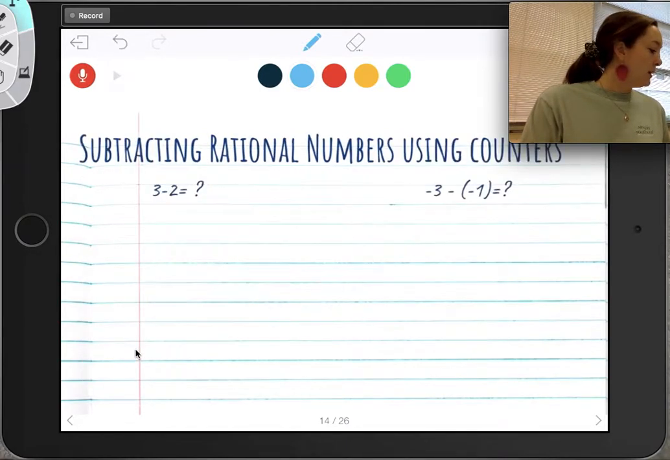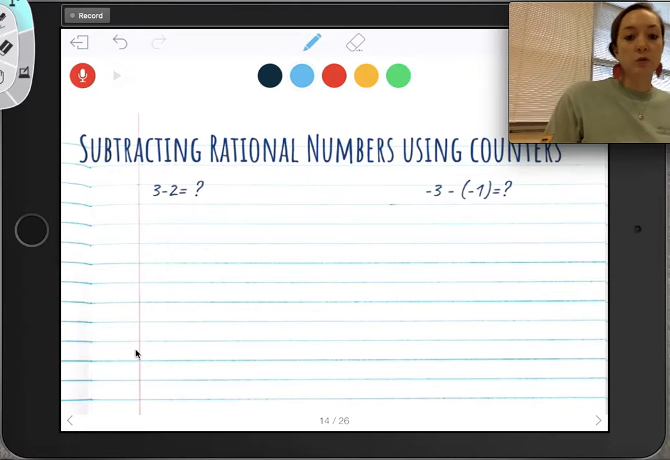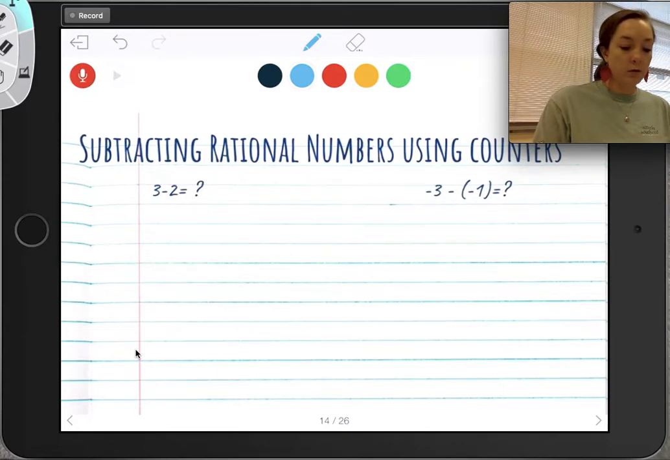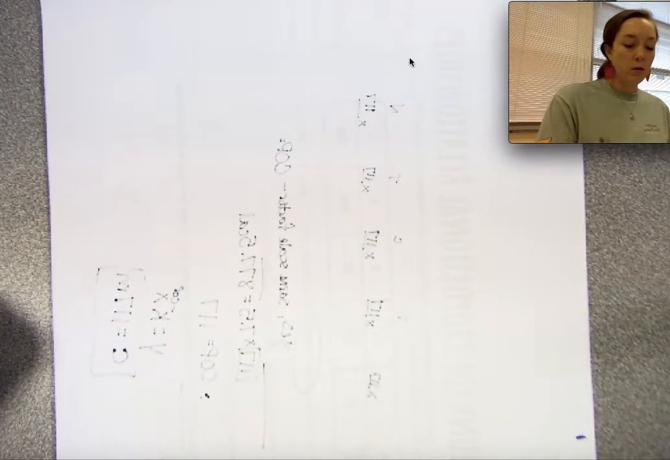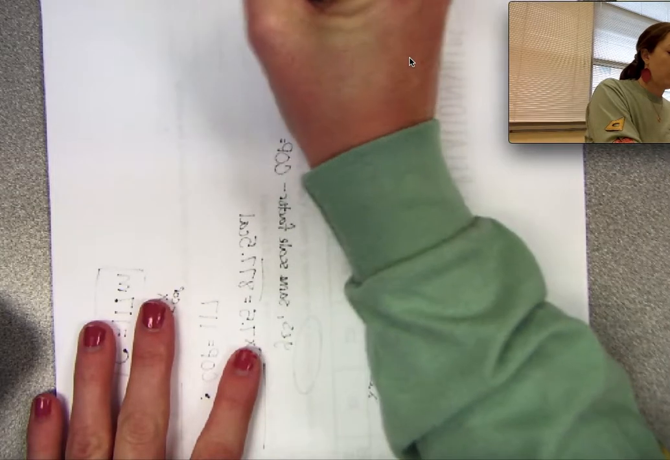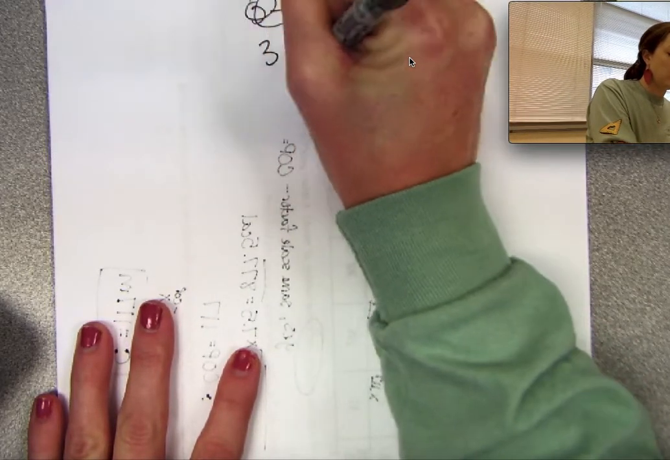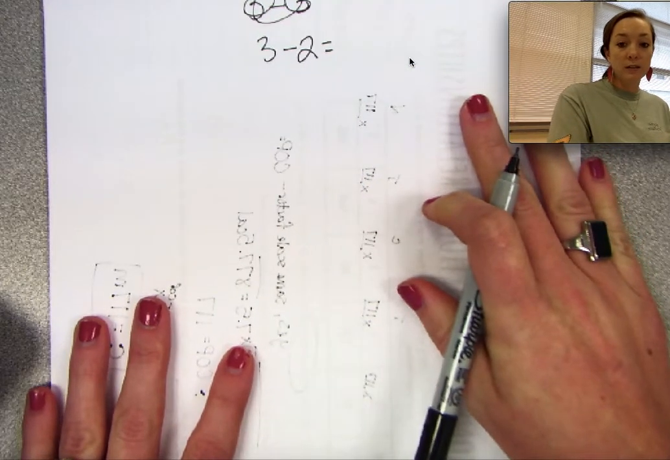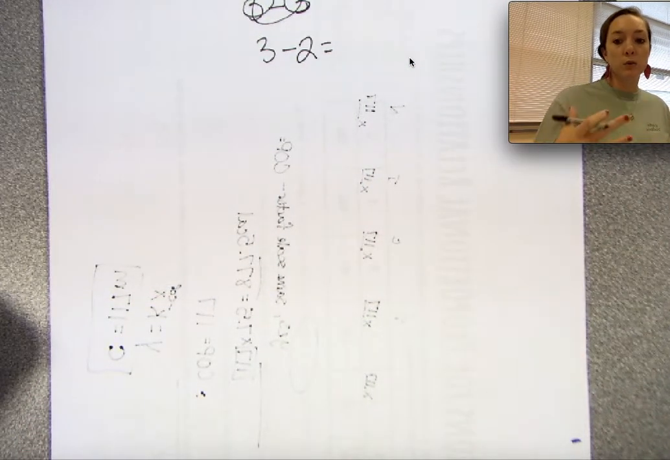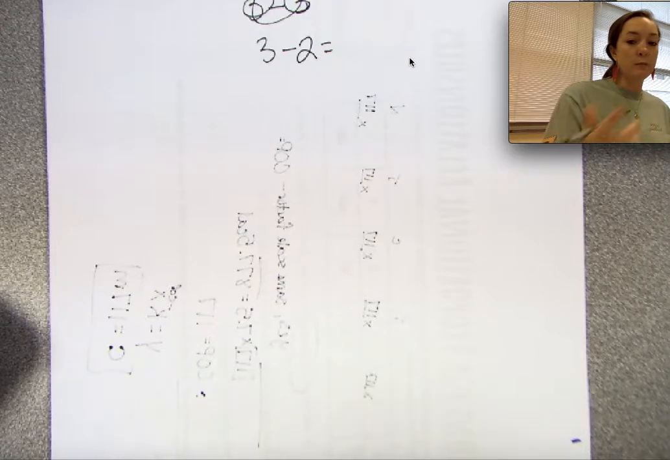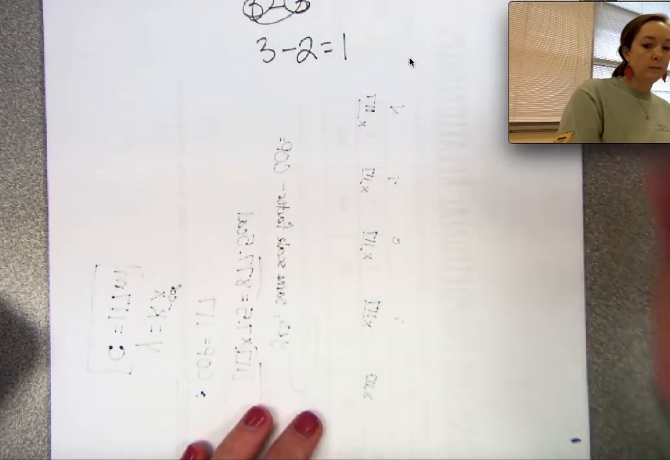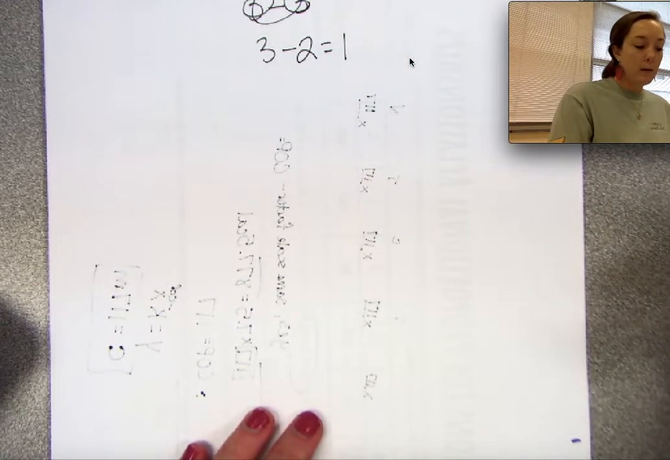So now we're going to practice subtracting rational numbers. I'm going to do a few examples for you. All right, so first example, 3 minus 2. You guys should know what this is. These are two positive numbers. We're going to get a value greater than 0. 3 minus 2 is 1. Okay? You guys know that.